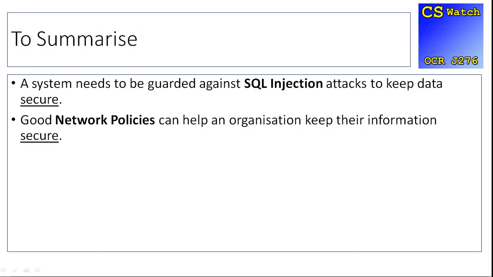So to summarise, a system needs to be guarded against SQL injection attacks to keep its data as secure as possible. You don't want someone to get unauthorised access to your data. Similarly, good network policies can help keep an organisation's information and data safe and secure as well, because you need to keep it as safe and secure as possible.